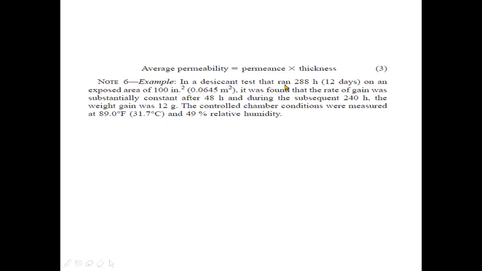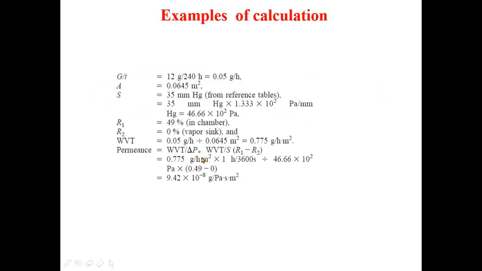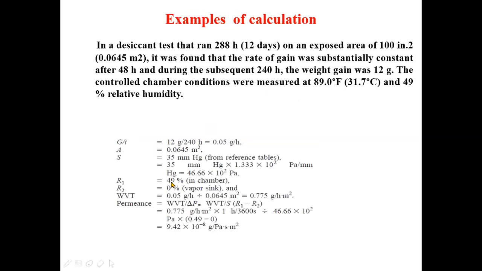In a desiccant test, 288 hours on an exposed area of 100 square inch is found. The rate of gain is substantially constant after 48 hours, and during the subsequent 240 hours, the weight gain was 12 grams. The controlled chamber conditions were measured at 89 degree Fahrenheit. So, what will be the test? See here. So here it will be more easily understood.